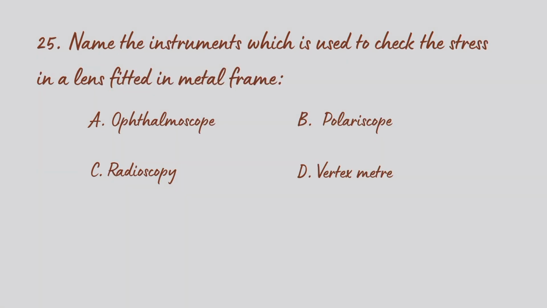Next question. Name the instrument which is used to check the stress in a lens fitted in metal frame. Option A, ophthalmoscope, option B, polariscope, option C, radioscopy, and option D, vertex meter. Correct answer is option B, polariscope.